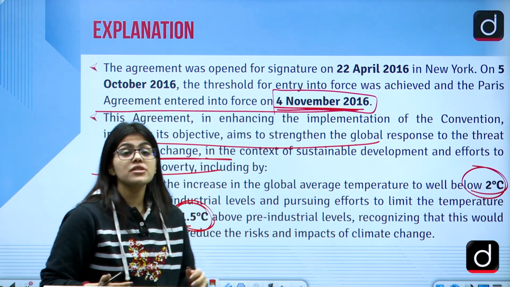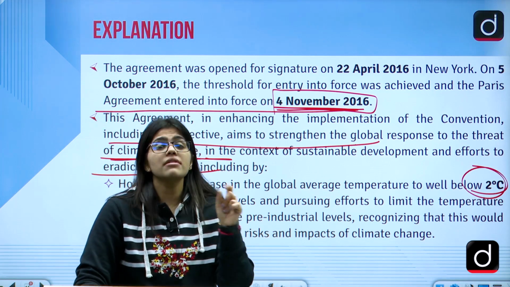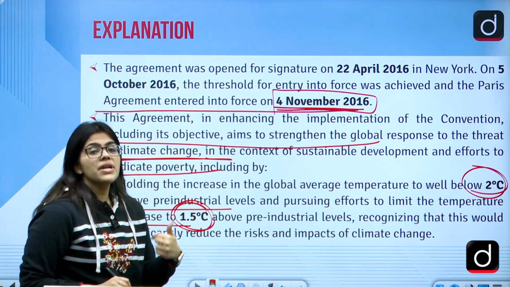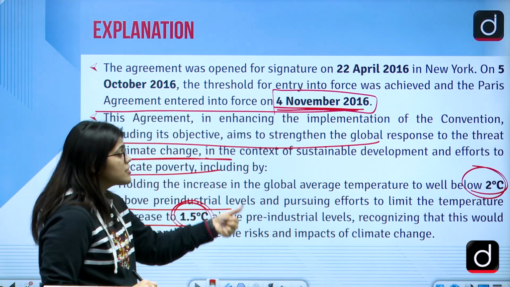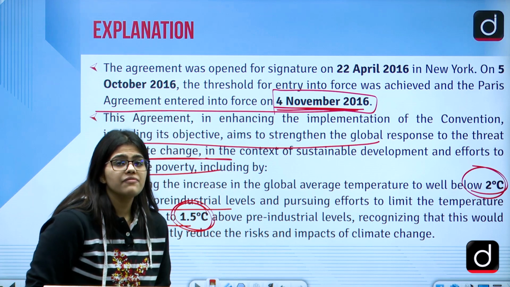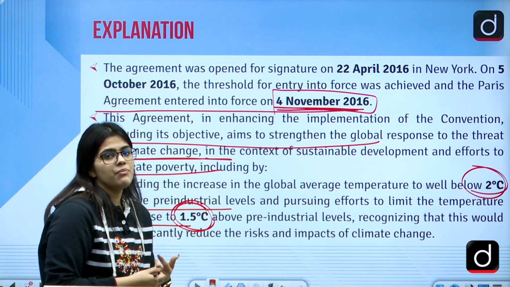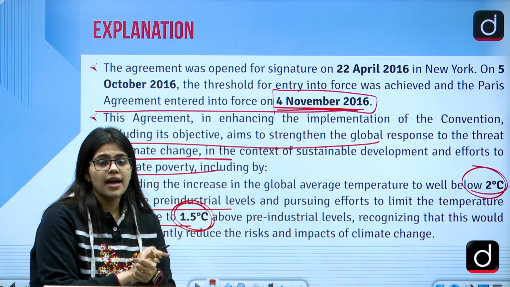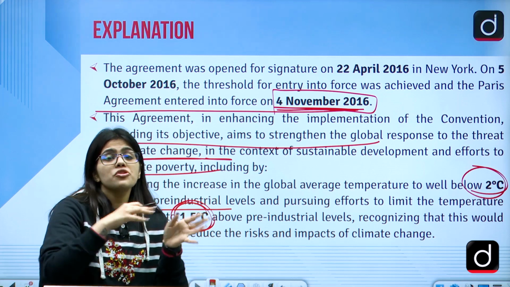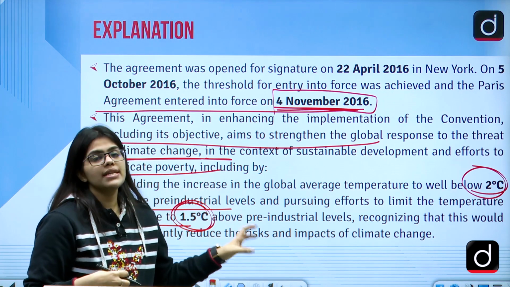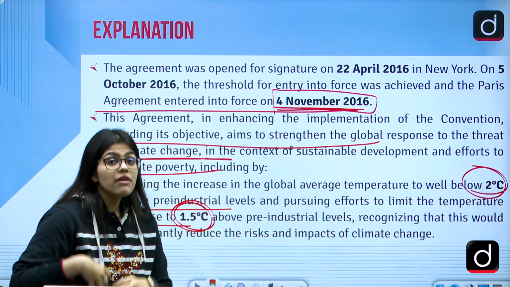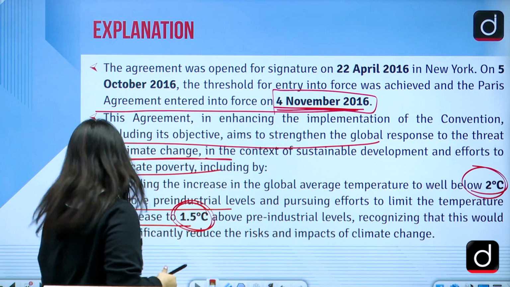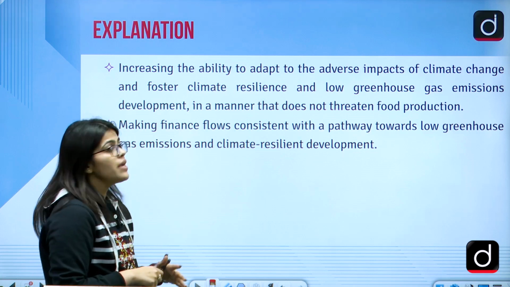do all these measures so that the temperature does not rise to or above 2 degrees Celsius according to the pre-industrial levels. And they also said that the basic goal is that we will keep working till we bring the temperature to 1.5 degrees Celsius. So it was 3 degrees Celsius at that time. They said that it is too much, we should bring it down to 2 degrees Celsius. And then they said that we'll work further till it is 1.5 degrees Celsius, because if the temperature is maintained, the risk would be reduced.